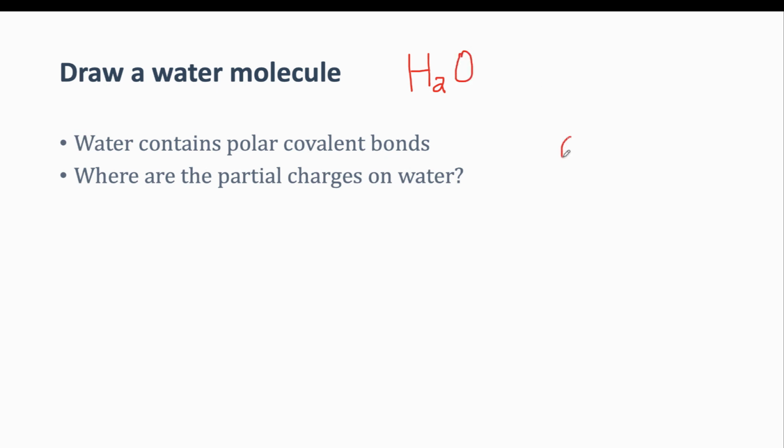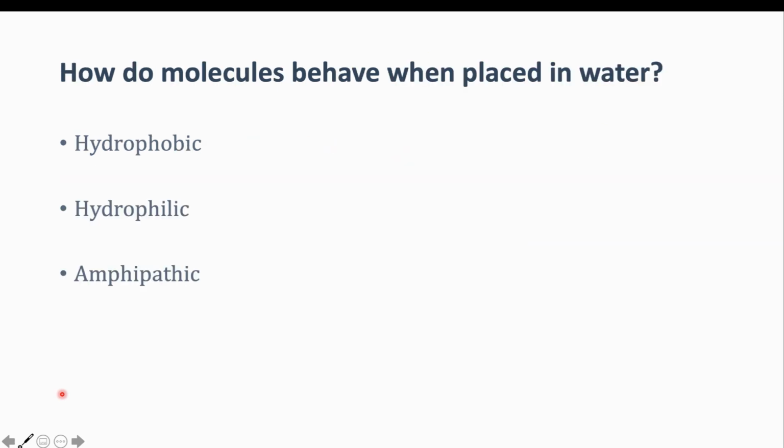So one oxygen covalently bonded to two hydrogens. With polar bonds, oxygen pulls more strongly on the electrons than the hydrogens. So the polarity of water is very important to how water behaves and other molecules behave with water, right? The fact that there's a kind of a partially negative end and a partially positive end.